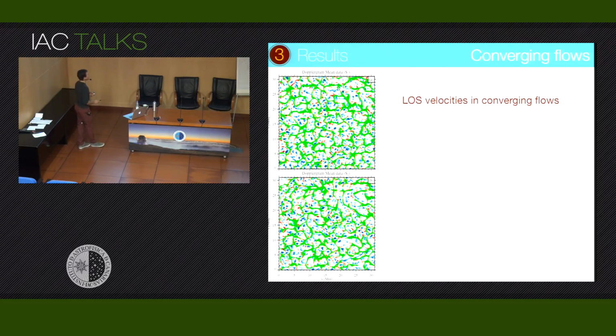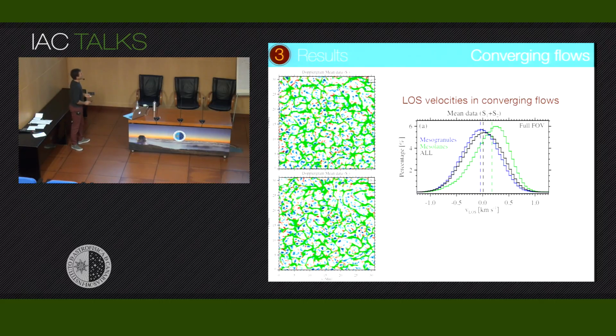In the image, I also show in green the mesogranular lanes. Here, I display the histograms of the line of sight velocities for different regions. In black, I show the histograms all over the field of view of IMaX. In green, I show histograms only within mesolanes. And in blue, I show histograms within mesogranules. Here, we define mesogranules as those areas outside mesolanes.